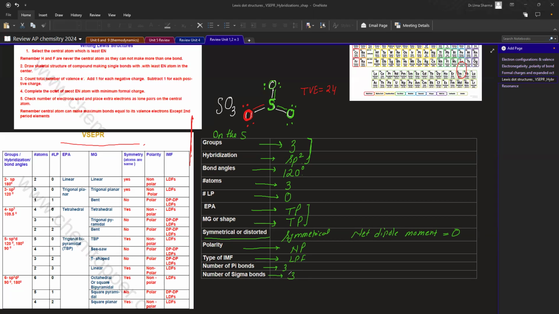You can answer all these multiple choice questions provided you draw the right Lewis dot structure. If you do make an error here, then all these will go wrong.